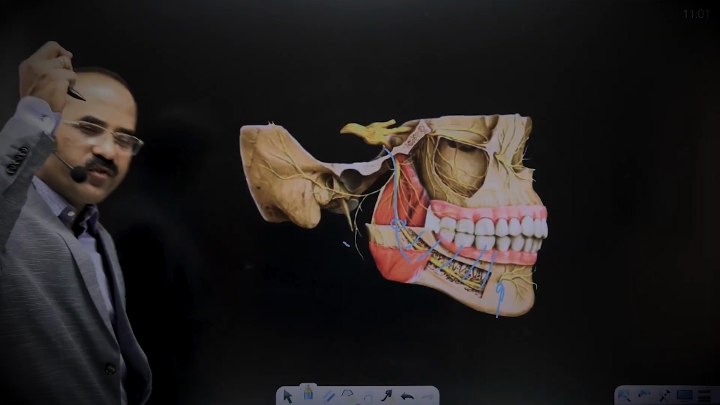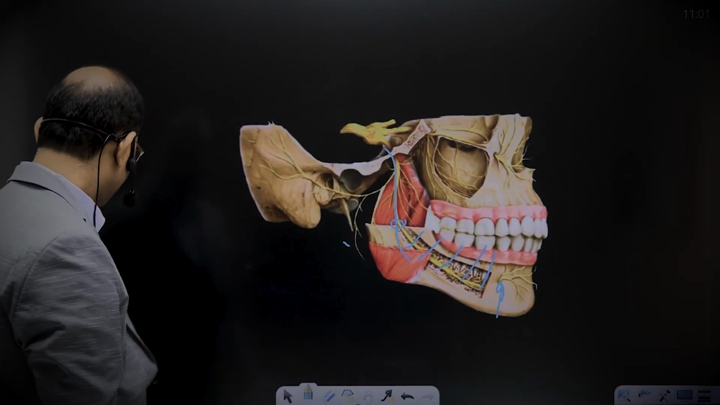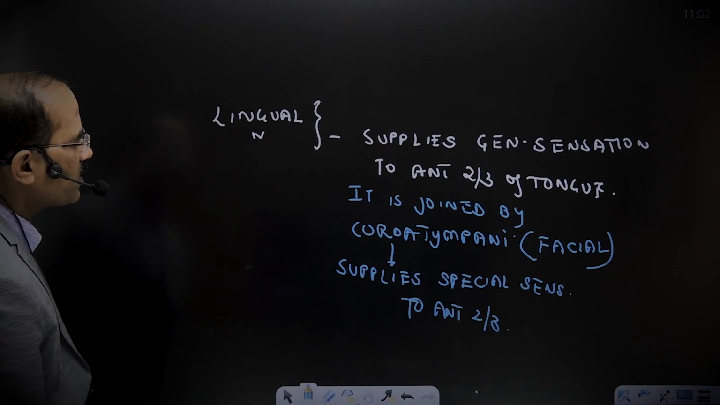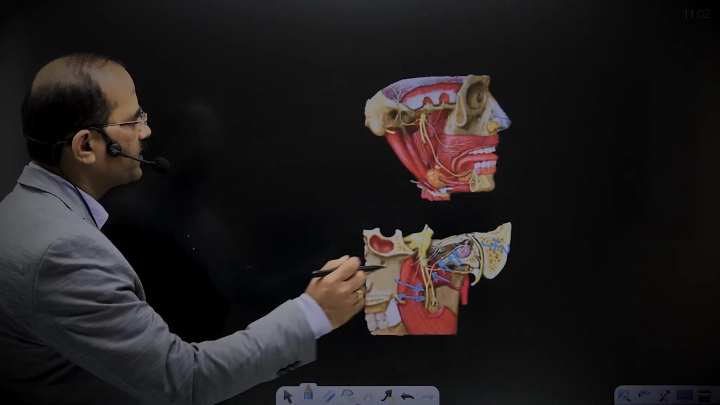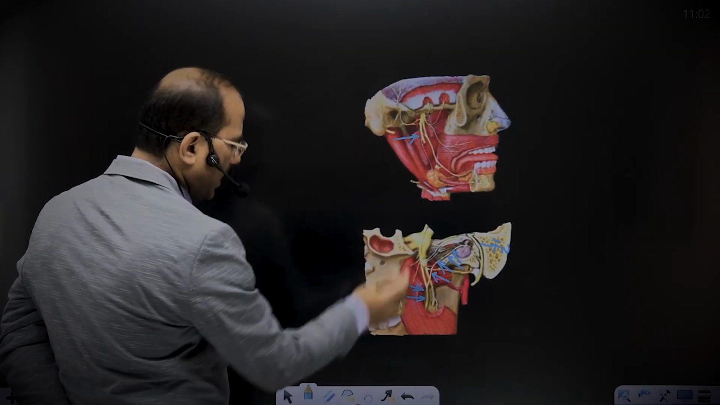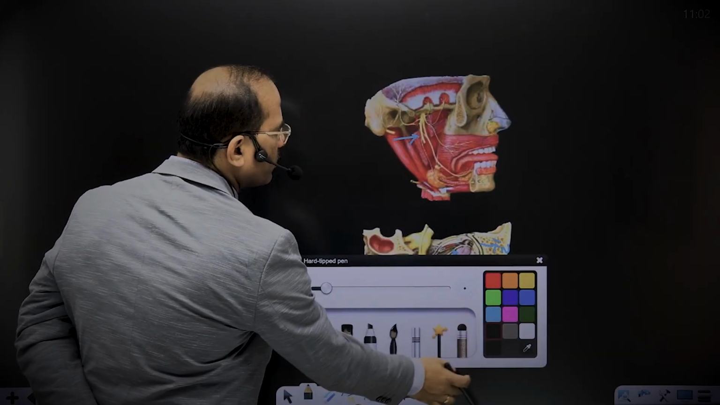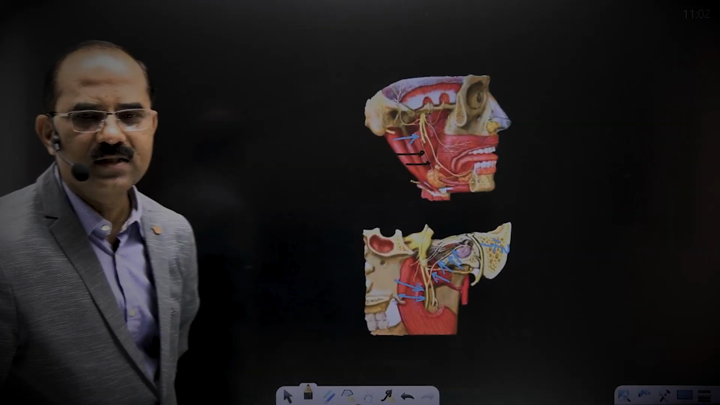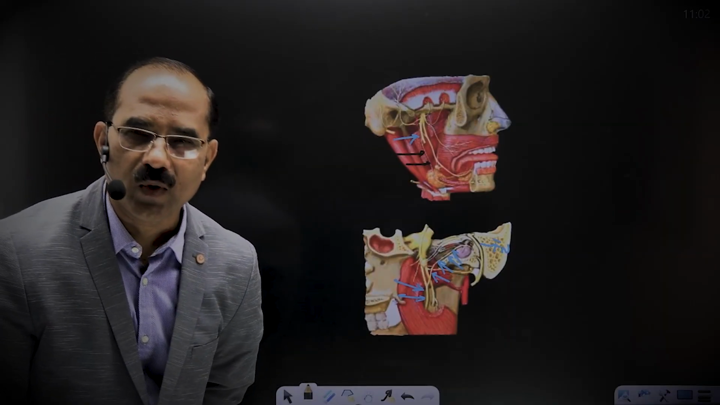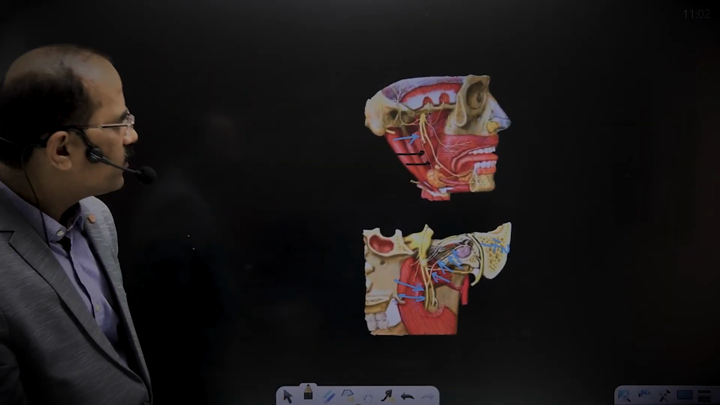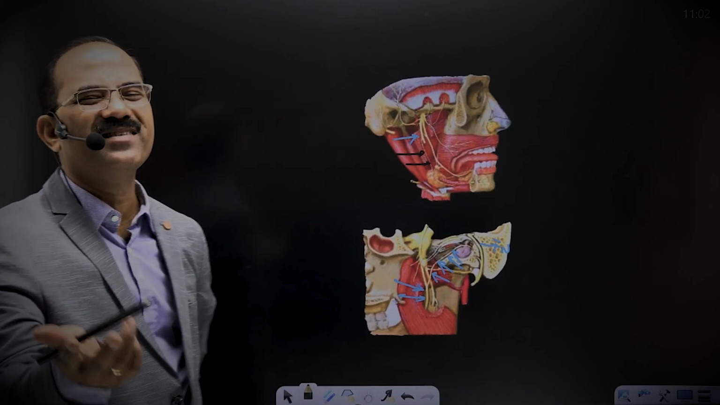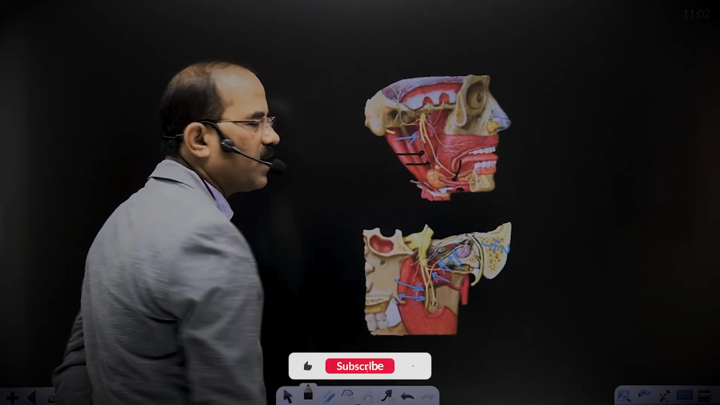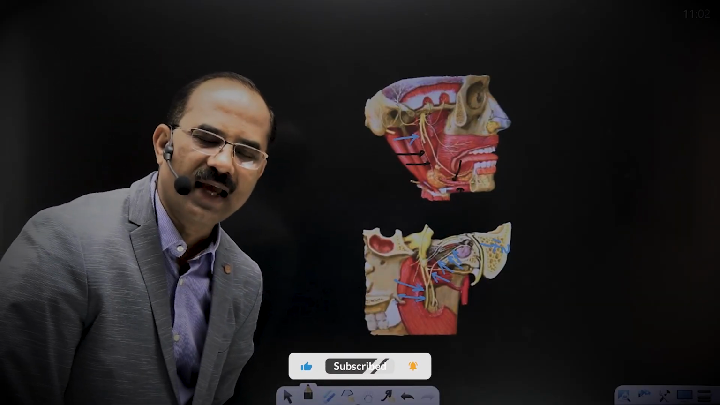Now students, before it enters the mandibular foramen, it gives a branch. Look at that. That's the inferior alveolar nerve, and before it enters the mandibular foramen, look at this branch here. This is the nerve to mylohyoid. And this nerve to mylohyoid supplies two muscles. One is the mylohyoid, and this is the anterior belly of digastric.